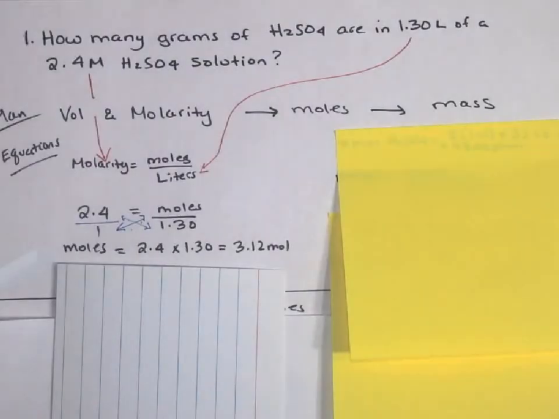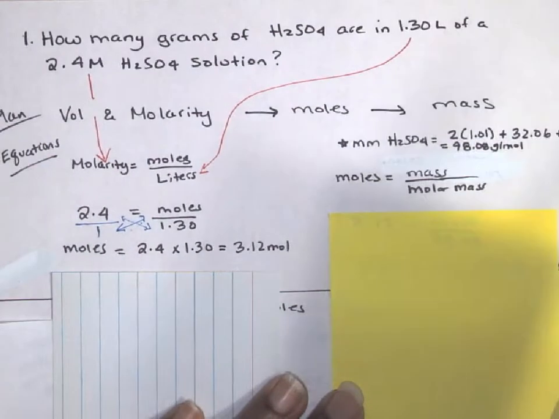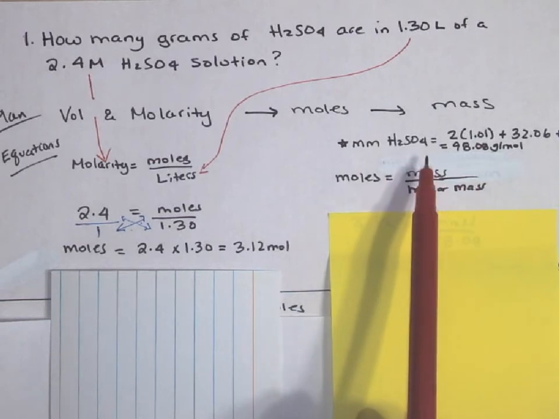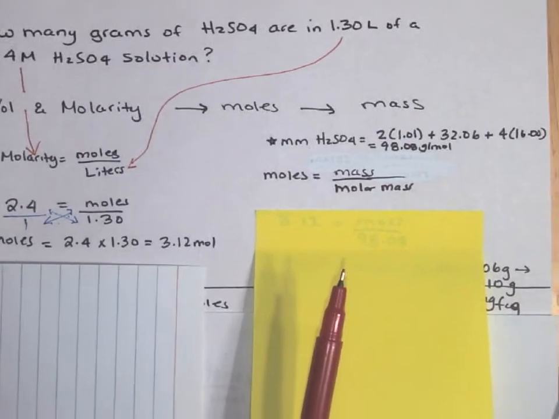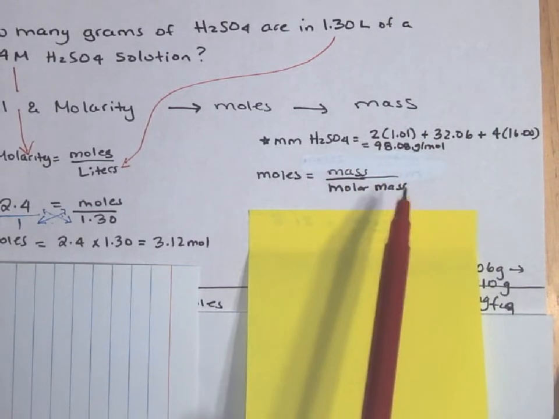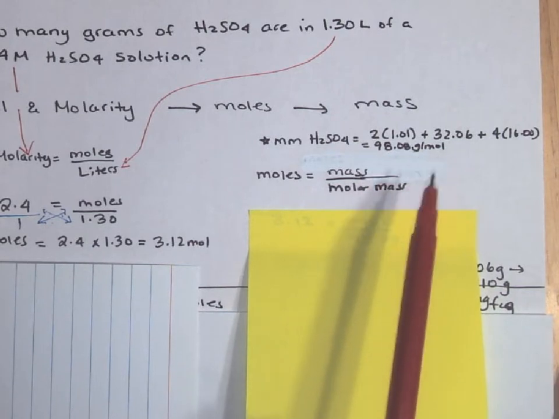So the first thing I need to do is get the molar mass for H2SO4. Now remember, we can get that from the periodic table. So I use my periodic table to calculate my molar mass. Here's my work for it. Just multiply the average atomic masses with the subscripts in the chemical formula. And I get the molar mass of H2SO4 to be 98.08 grams per mole.